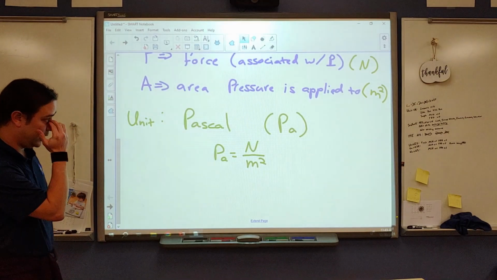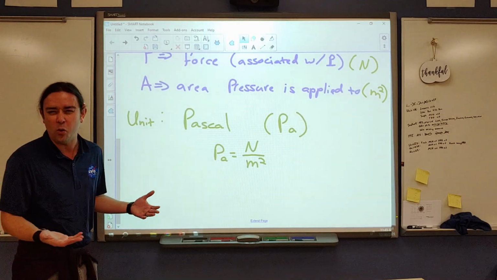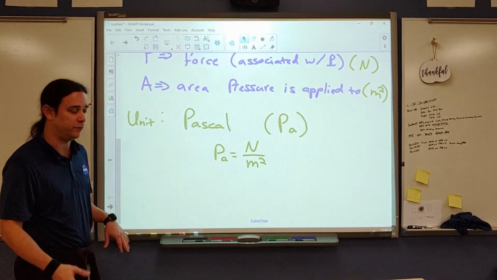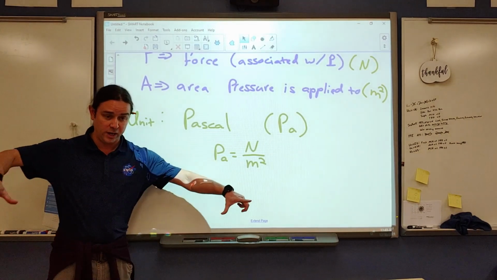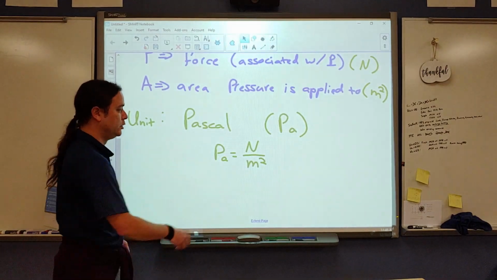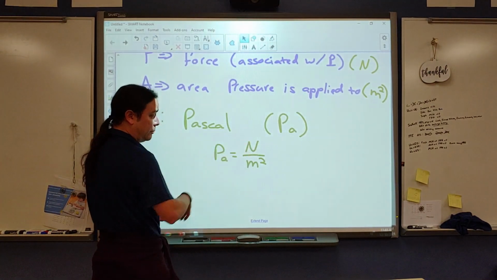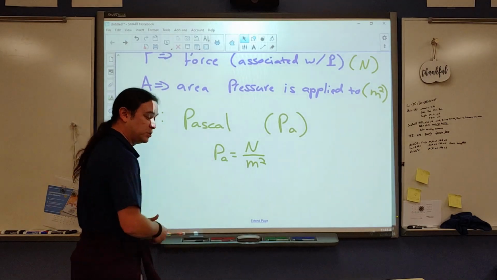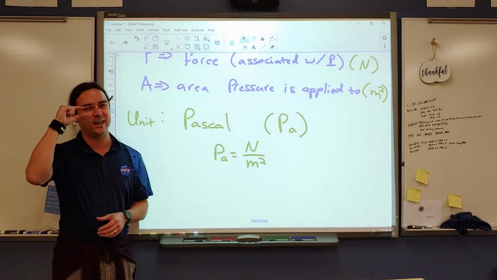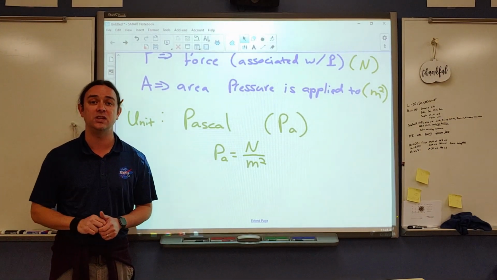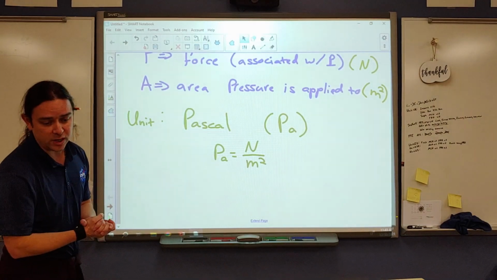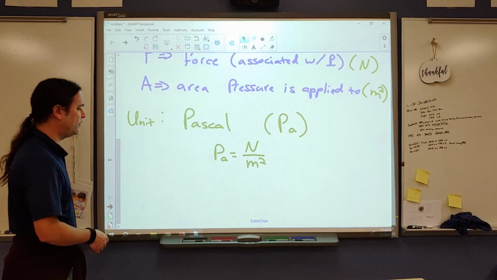Okay, so in this case, 1 Newton is actually about a quarter pound or so, that's not very much force. And on a square meter is a very large thing. So small thing divided by a very large thing gives us a very small thing. 1 Pascal is actually really, really tiny, but it is the SI unit. Okay, so now that we've got that.